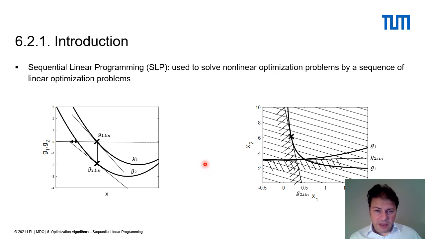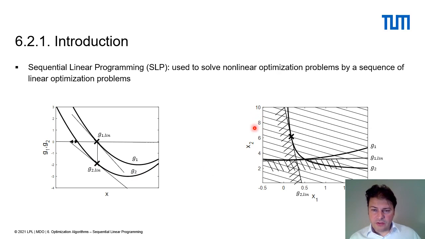So what do I mean by linear approximations? If you think of two constraint functions, g1 and g2, and your current point of interest, let's say, is right here, then you would replace your nonlinear constraint functions by linear constraint functions and just solve an optimization problem using these linear constraint functions.